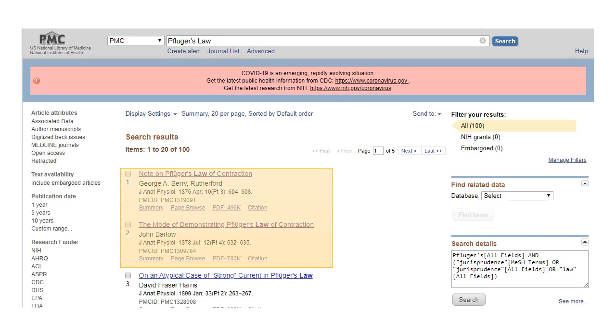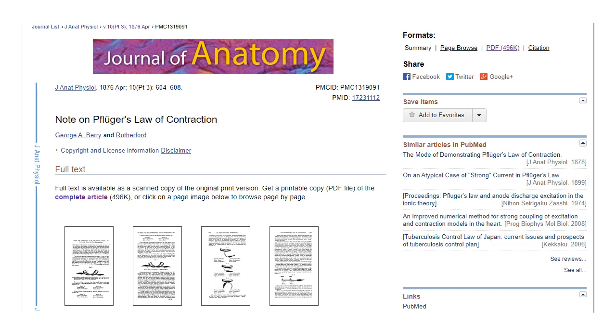However, if we search online in PubMed with the term Flügel's law, we get the first two results, very nice articles which are based on Flügel's law, and they contain the basic method of stimulation as used by Flügel. However, they have a little bit of modifications to give a better understanding of how the principle works. The first one is by Berry and Rutherford, and the article was published in 1876.